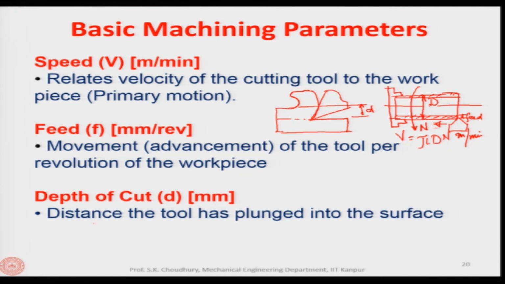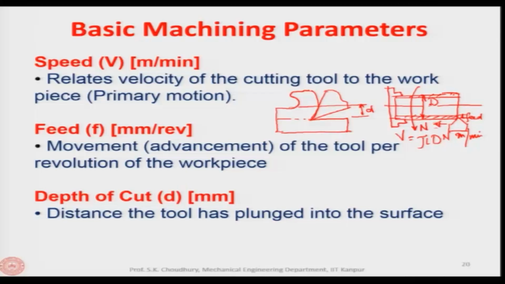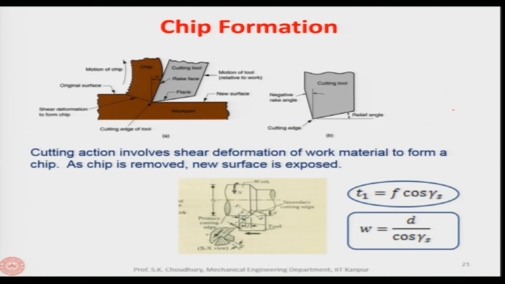The concept remains the same, meaning that the distance the tool has plunged into the surface is the same for turning, milling and drilling. So, these are the basic machining parameters for all machining processes like turning, drilling, milling. Everywhere these three machining parameters will be used: basically the speed, feed and the depth of cut. Depth of cut is given in millimeter obviously, because it is how much the tool has plunged into the material to remove the material.